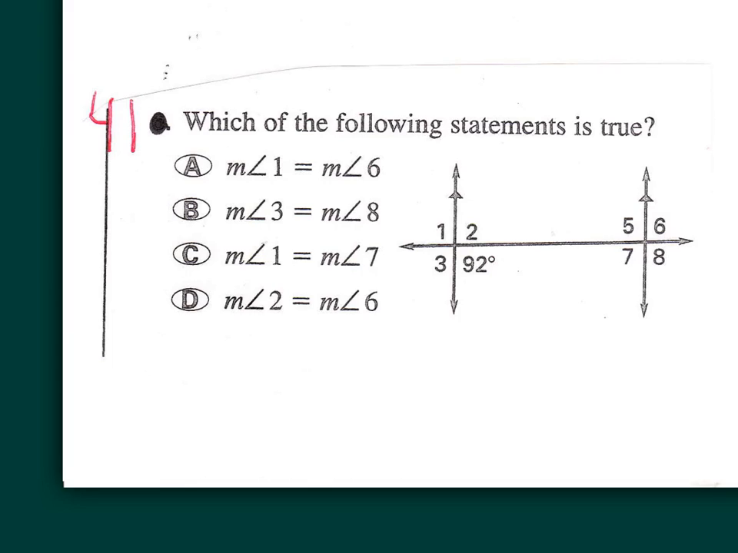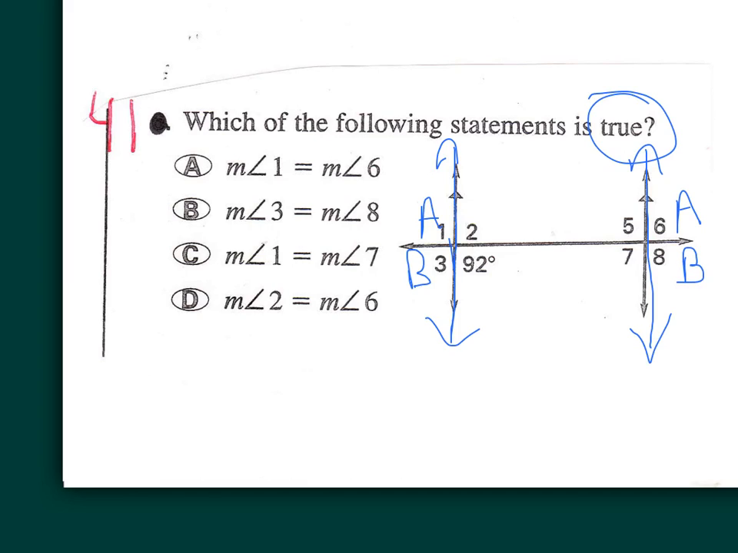Okay, 41. This line and this line here, they are parallel to each other. So which of these statements that I'm going to read off here are true? Is it A, that angle 1 and angle 6 are equal? I wrote the letter A there in the angles again to help show you who we were talking about. Is it B, 3 and 8? Are those equal? Is it C, 1 and 7? Are those equal? Or is it D, 2 and 6? Which ones are equal?